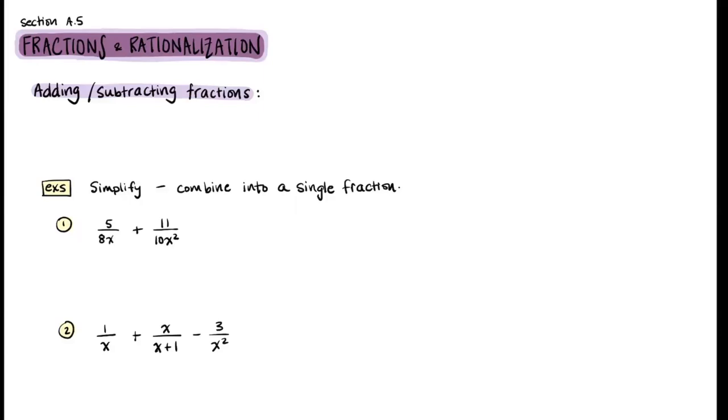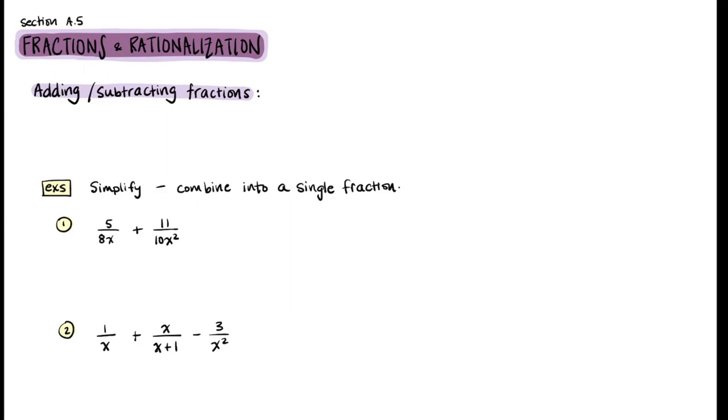Hello! In our last algebra review section, which is section 8.5, I hope you're ready to think about fractions a little bit more deeply than we have so far, and also radicals and rationalizing numerators and denominators. So let's first start with fractions.